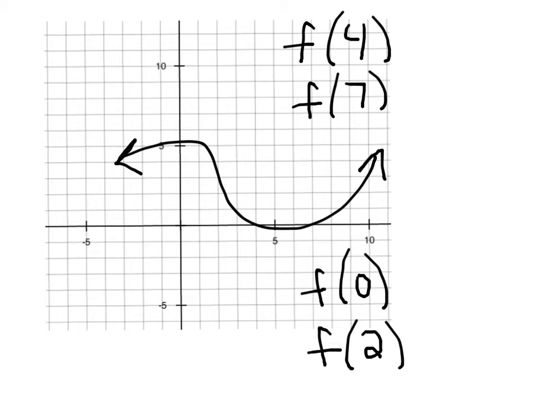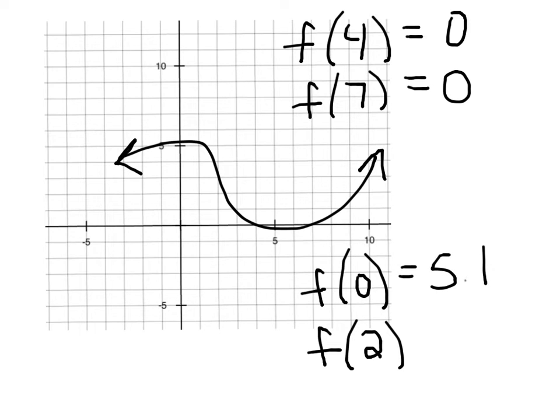If you're given the graph of a function, you can calculate the value of f of 4 by just looking at the x value of 4, which is right here, and the y value is 0. So we say f of 4 equals 0. F of 7 is also 0, because if you look at the x value of 7, you get 0. If we look at f of 0, right here, x equals 0, the y value is about 5.1.